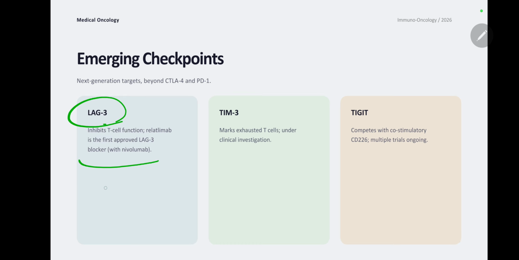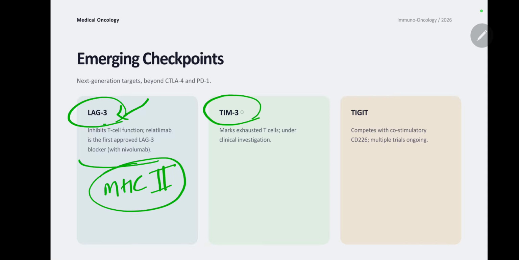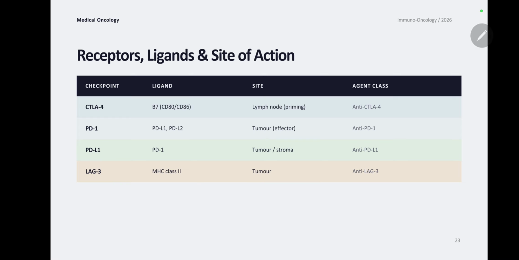LAG3 also acts via MHC class II. It forms a complex with it and inhibits the T cell mechanism. When we use LAG3 inhibitors, free MHC class II is available, and that acts for the immune system, and this is used for melanoma. Some other emerging agents are the TIM3 inhibitor and TIGIT. TIGIT competes with the co-stimulatory CD226, but that trial is still going on.